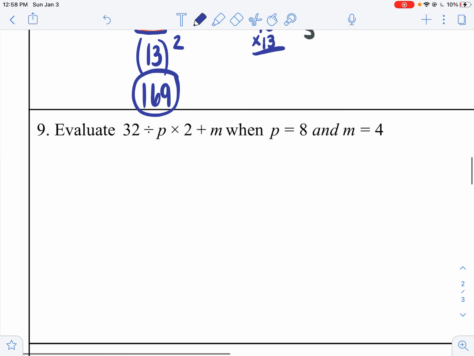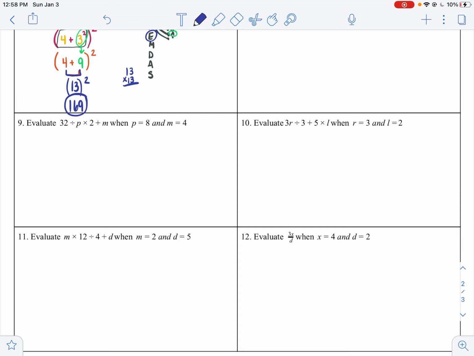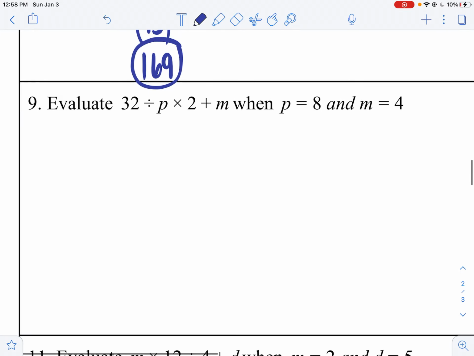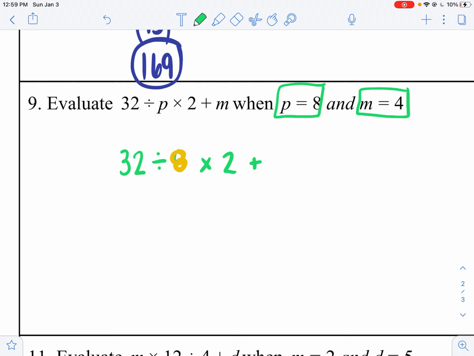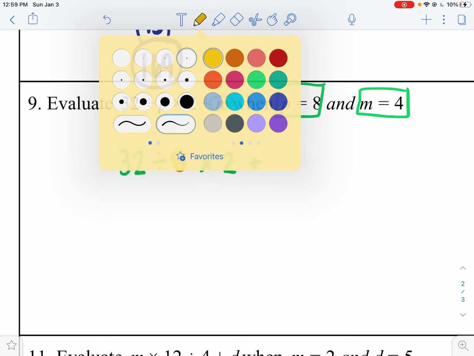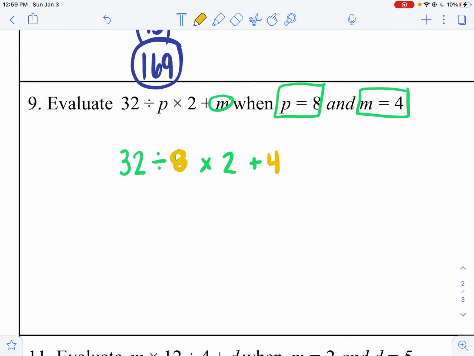Okay. And one more. Let's do example 9. We have 32. We're going to replace P and M. So P and M. 13 divided by 8. Change the color. Times 2 plus M, which is 4. Okay. Now we have a numerical expression which we can solve, or I shouldn't say solve, we should say simplify. We can simplify using PEMDAS.